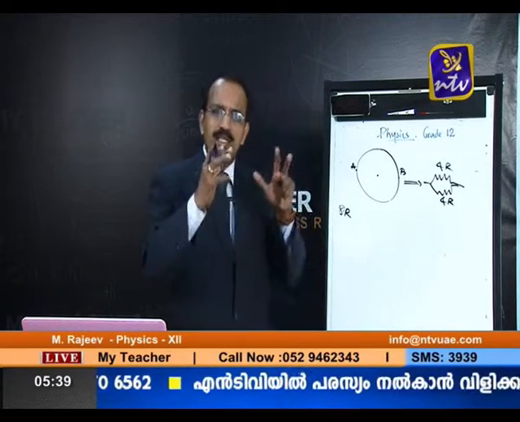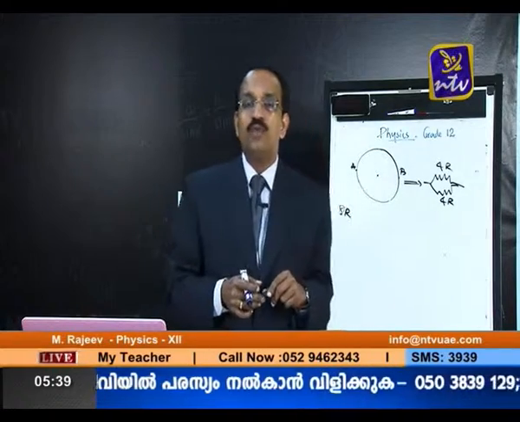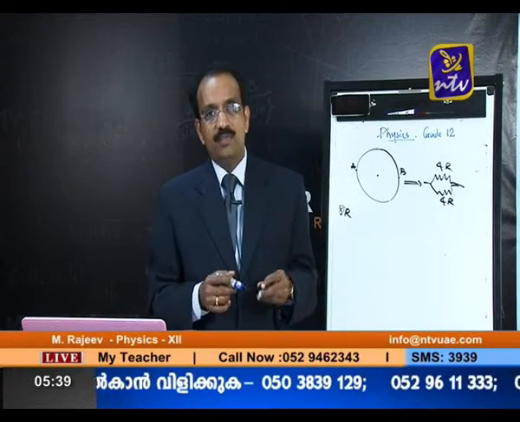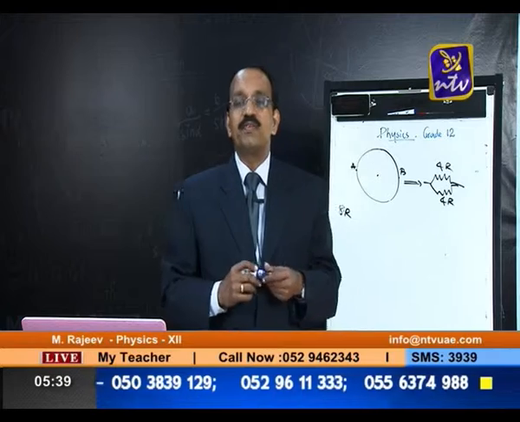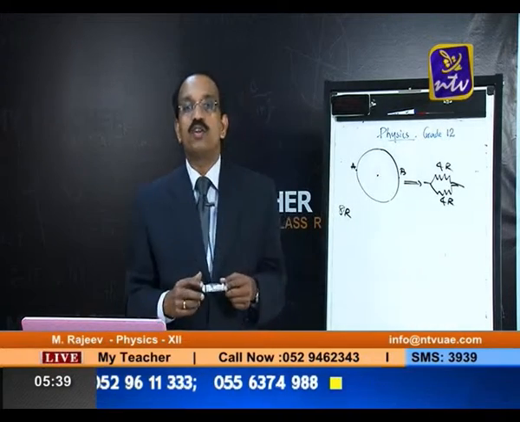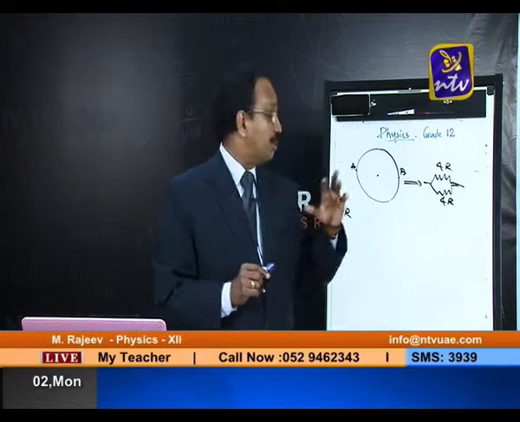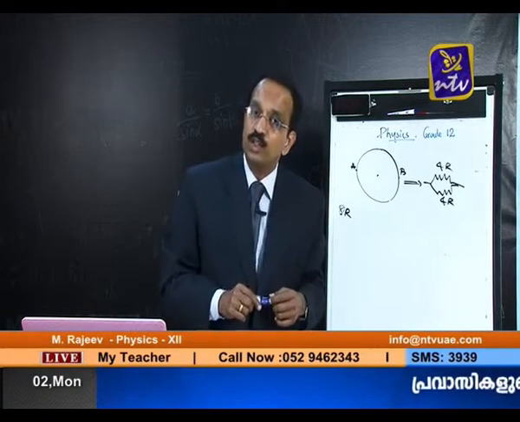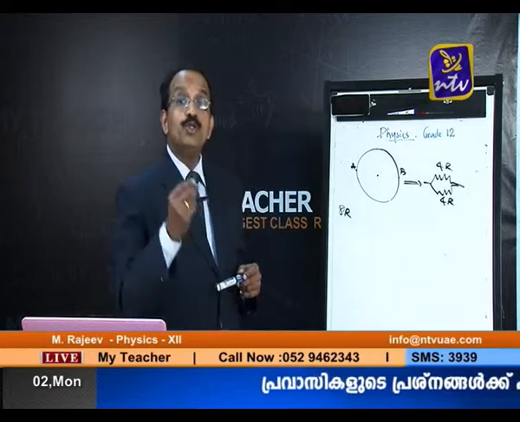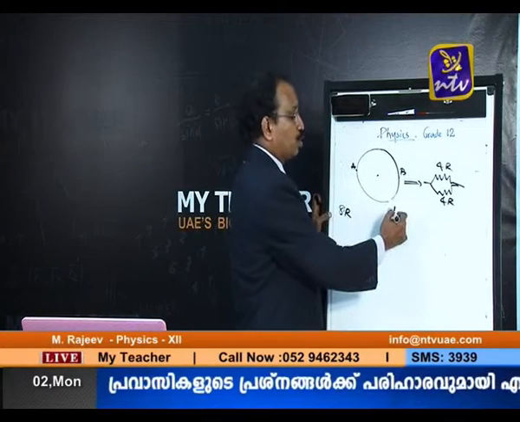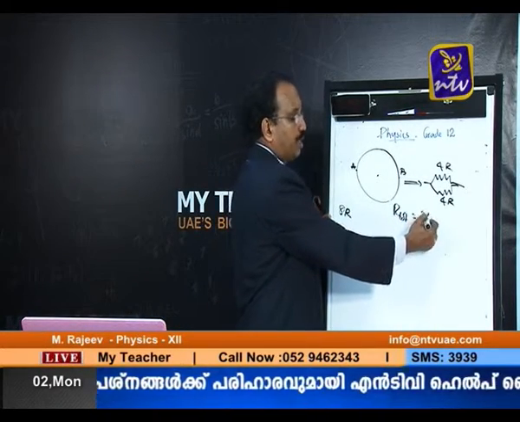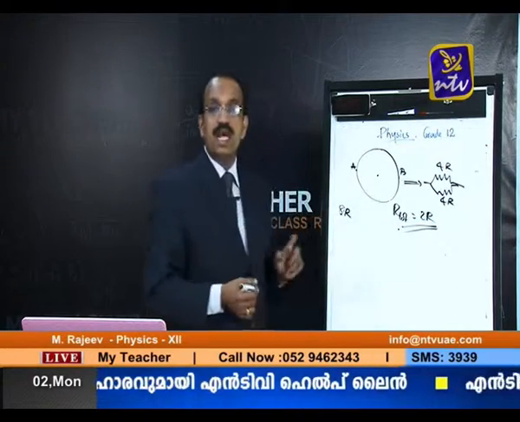Remember a general point: if two resistors of equal values are connected in parallel, the effective resistance of the combination will always be half of one of them. Here, 4R connected in parallel with 4R gives an effective resistance of 2R. So the total resistance becomes 2R. That's the final answer.